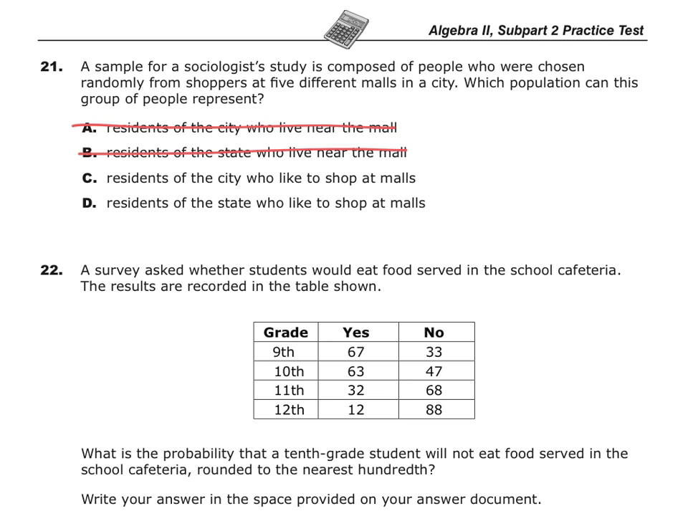And because all of these are 5 different malls, but they're all in the same city, to me that means it's residents of the city who like to shop at malls. If it was of the state, then they may be 5 different malls across a state. But it specifies that this is in the city, so that's why I'm choosing the one that's in the city.